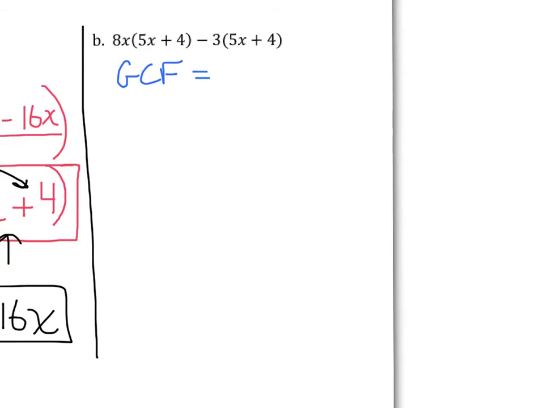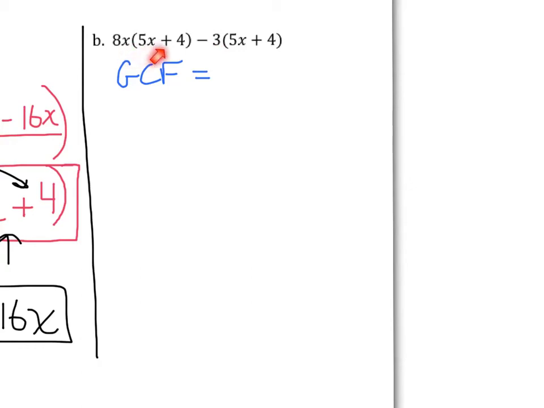All right, in figuring out my GCF, again, let's look at our values out front. I have an 8 and a 3. 8 and 3, they don't have a greatest common factor other than 1, and we normally don't write a 1 here. Notice I have an x on the outside of this parentheses, but on this one I don't have an x on the outside of the parentheses, so x is not going to be in my GCF.